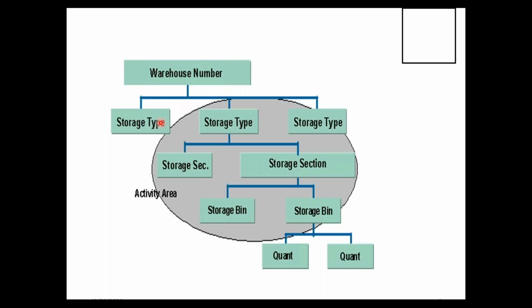If these are storage types which are used for storing material, then these will have the general storage type role. If it is a door, it will have a separate role. If it is a staging area, it will have a separate role. If it is a work center, it will have a separate role. So the main control and behavior of the storage type is based on the role assigned to the storage type.